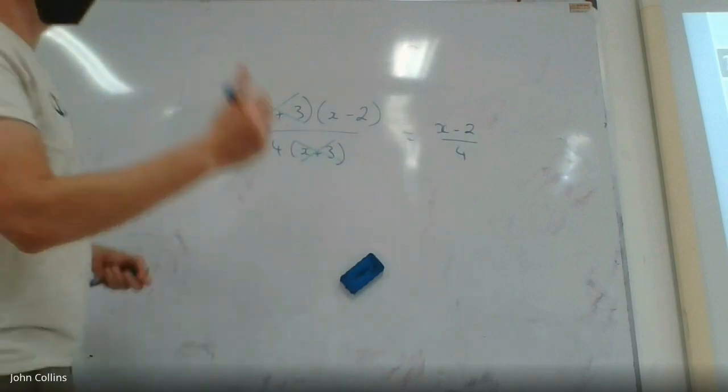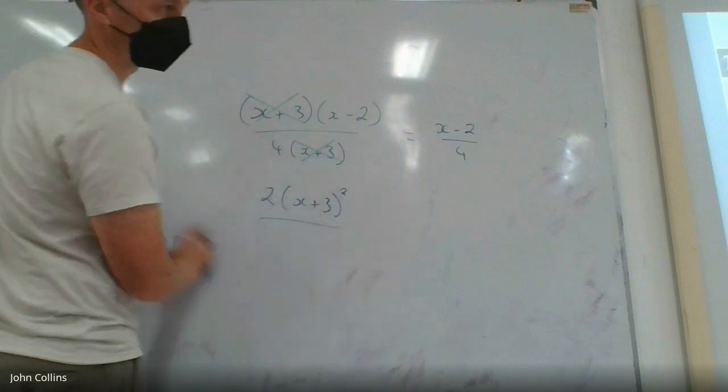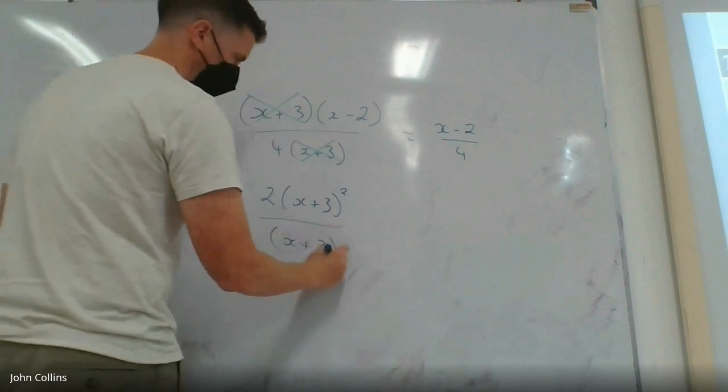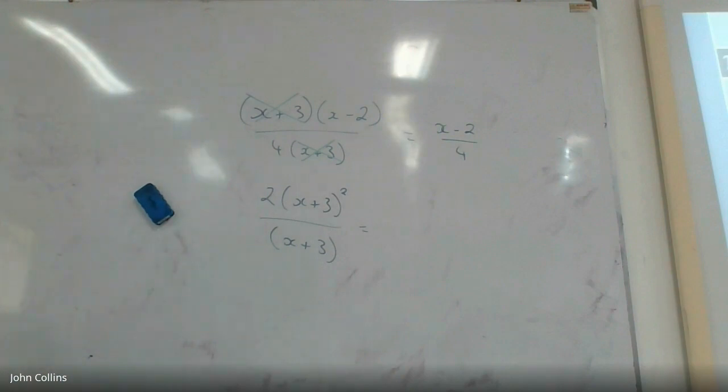The second one then that we have on the board is 2 times x plus 3 squared all over x plus 3. All right, Sam, what is that? It'd be 2x plus 6, multiplied into 2, yep. Yeah, that's right. Or just 2 times x plus 3.